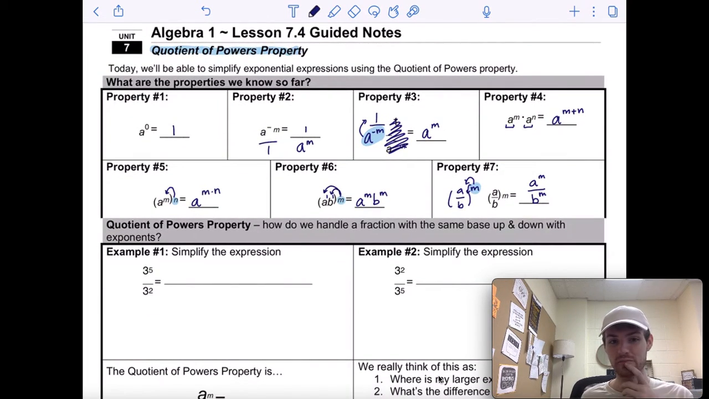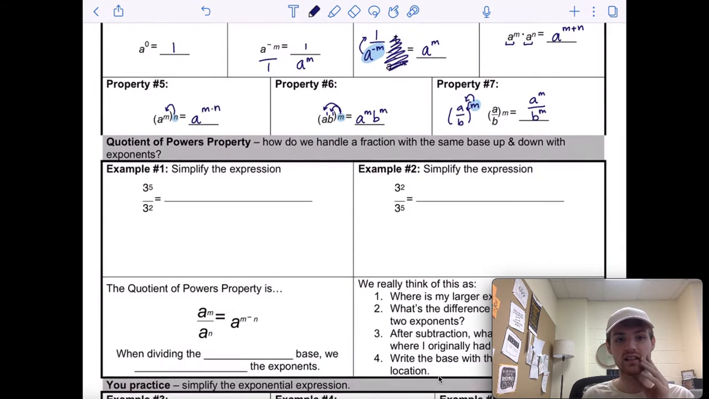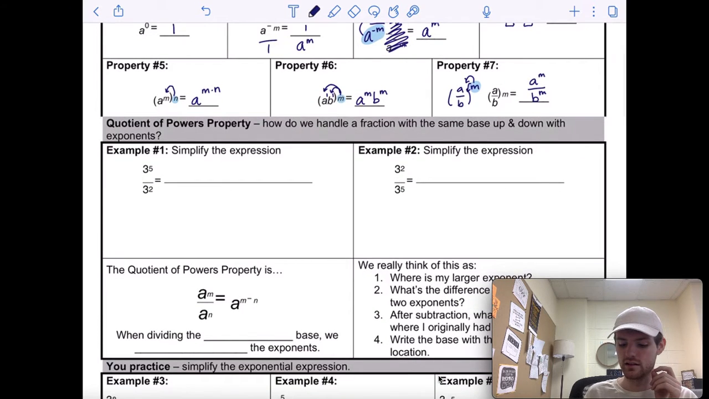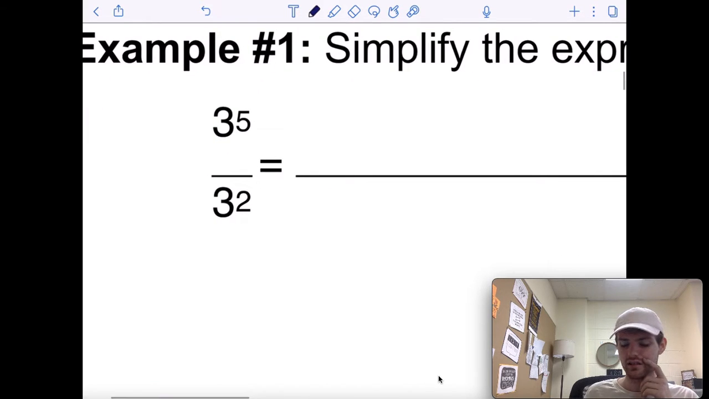But assuming we're good to go, let's jump right into the beauty of quotients of powers. Look here. Here we have 3 to the 5th and 3 to the 2nd power as a fraction.